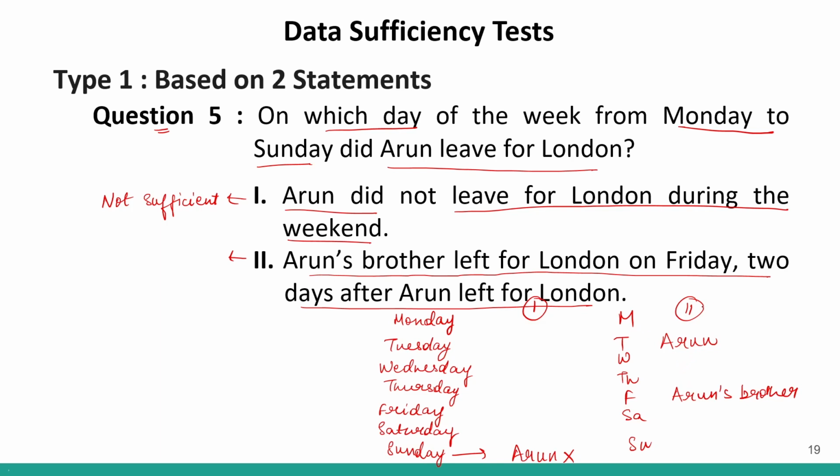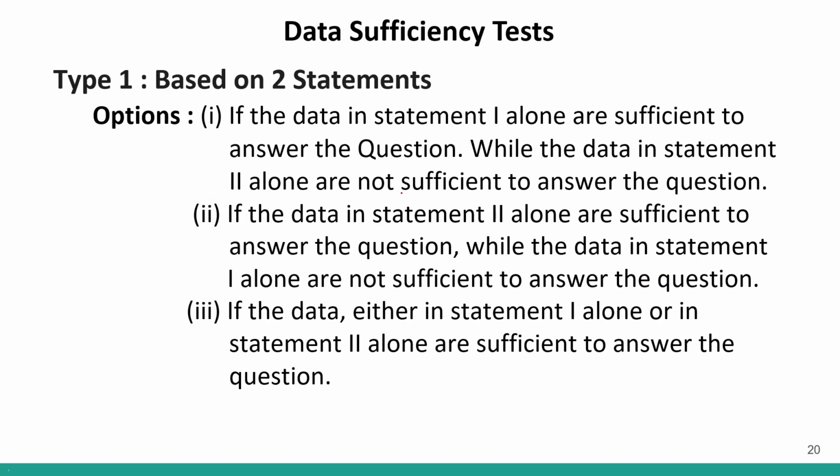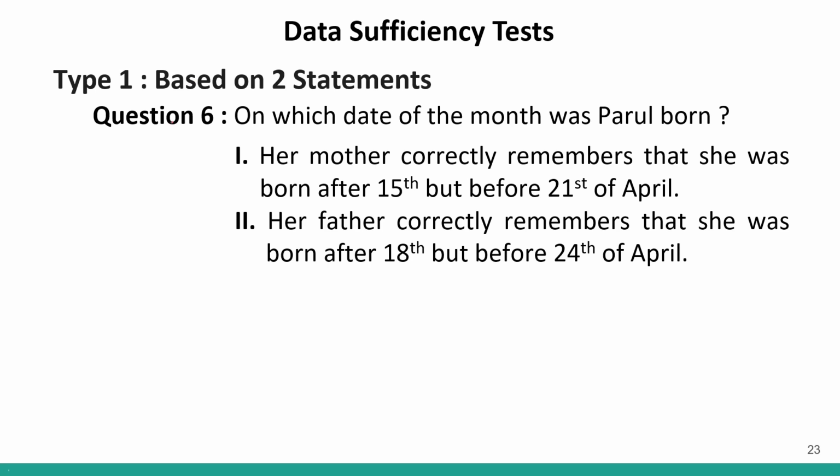So based on statement 2, can I find the answer? Yes. Statement 2 is sufficient to tell me on which day Arun left for London. Correct? So my answer will be that statement 1 alone is not sufficient, but statement 2 alone is sufficient. So if I look at the options, I can see that statement 2 alone is sufficient to answer the question, while statement 1 alone is not sufficient. So my answer will be option number 2. Clear?